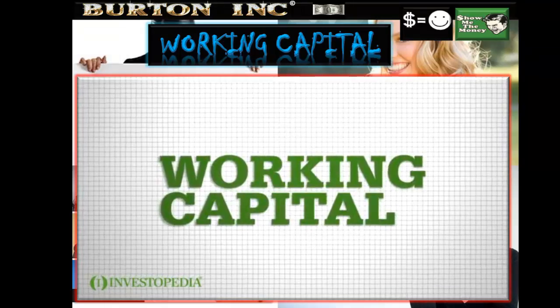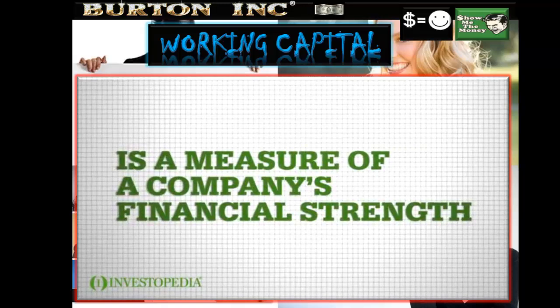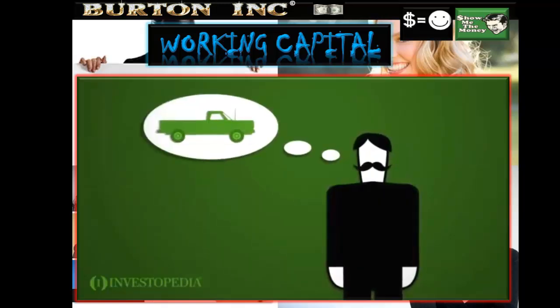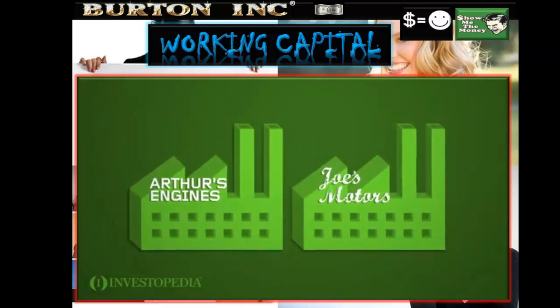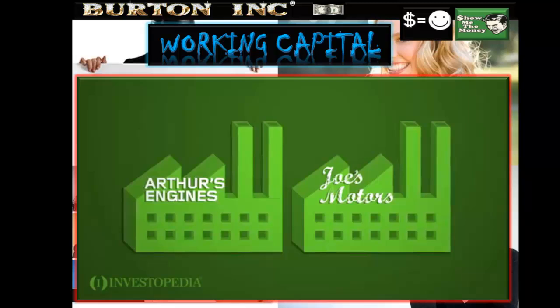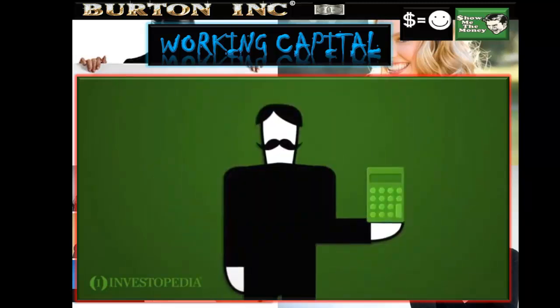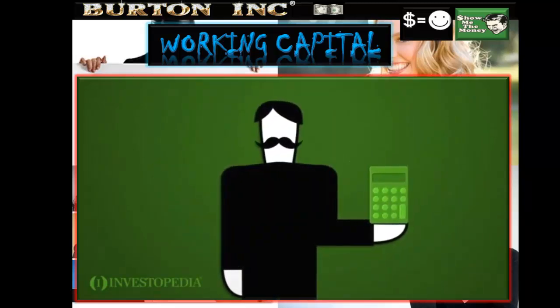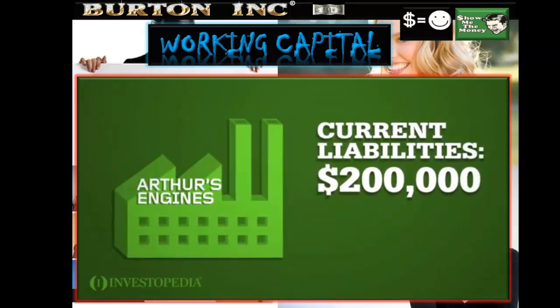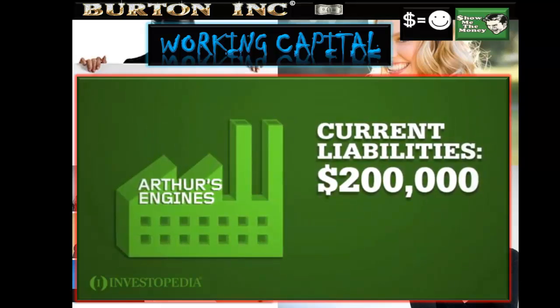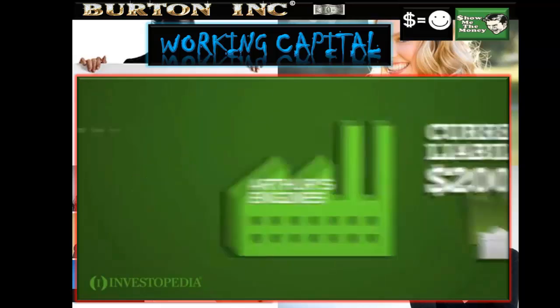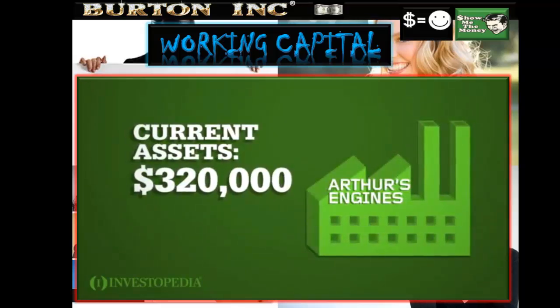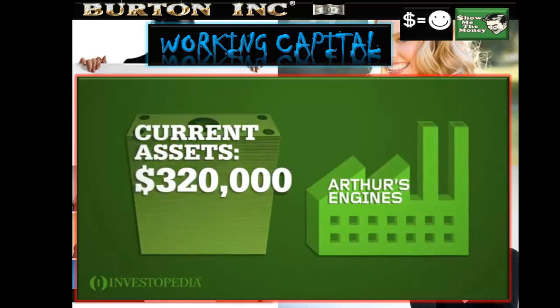Working capital is a measure of a company's financial strength. Pete is thinking about investing in the automotive industry, and he has his eye on two companies, Arthur's Engines and Joe's Motors. Pete calculates the working capital for each company. Arthur's Engines has $200,000 in current liabilities that the company must pay this year, and $320,000 in current assets that can be converted into cash in less than a year.